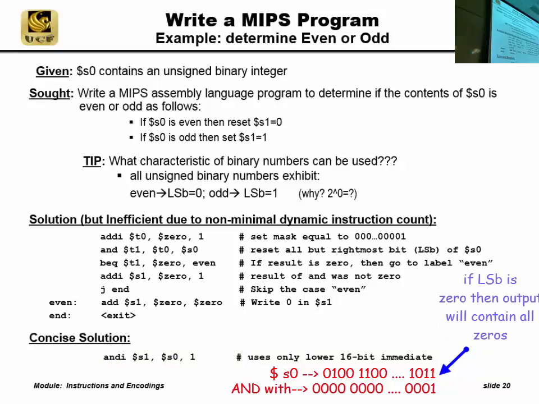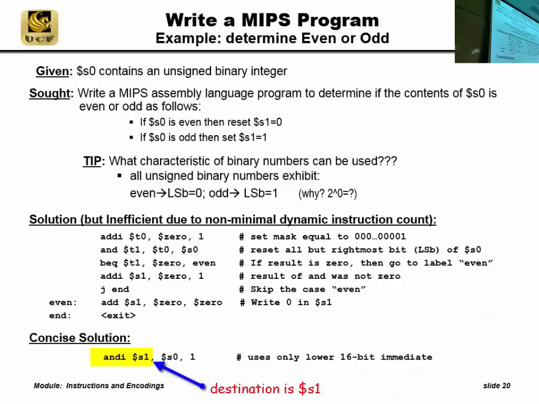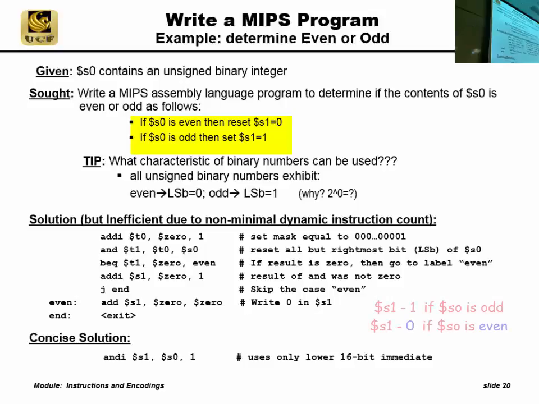See? Or if this happened to be a 0, your output is 0. So the output is in S1, which is what was asked for in the specification. S1 is 0 if you started with the 0. S1 is 1 if you started with the 1. So S1 is set to 1 if it's odd. If S0 is odd, S1 is set to 1, right? S1 is my output, right?